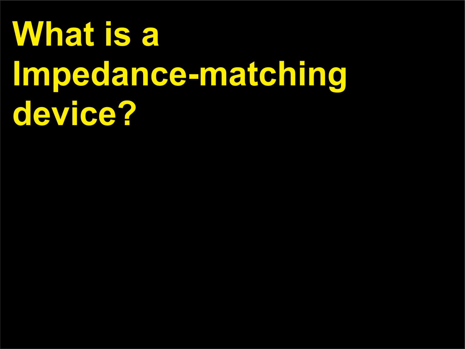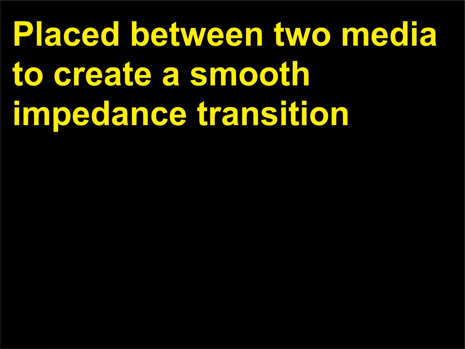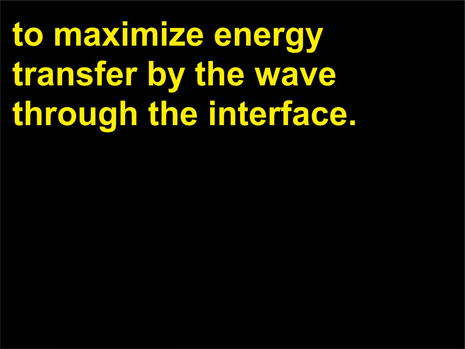What is an impedance matching device? Placed between two media to create a smooth impedance transition. To maximize energy transfer by the wave through the interface. A transformer.